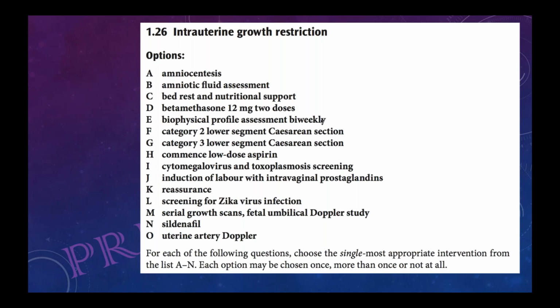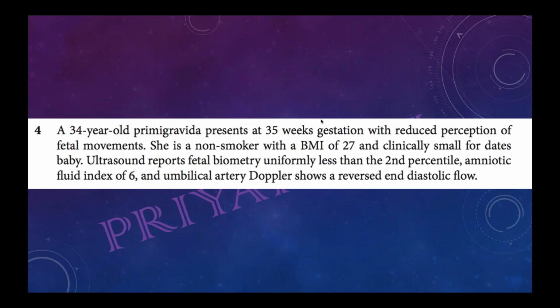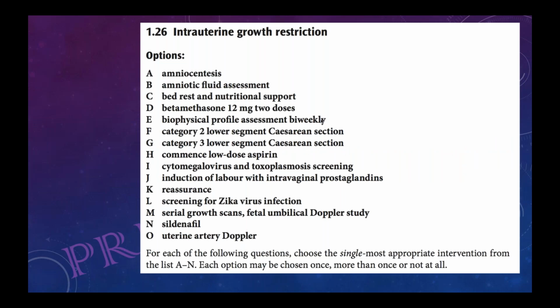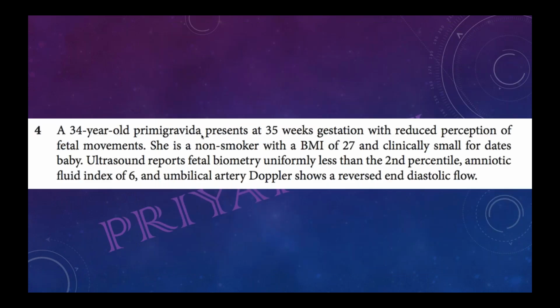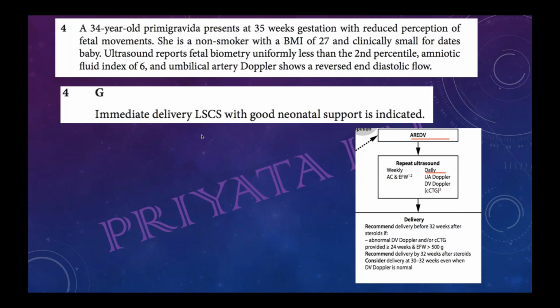Betamethasone, 12 milligram 2 dose. Category 2 CS. It has to be CS, with corticosteroid showing first. Reverse diastolic flow. So if the reverse diastolic flow is there, you have to give steroids and take out this baby. So the take out the baby option will become category 2. Okay, what the answer is G, immediate LSCS with neonatal support.